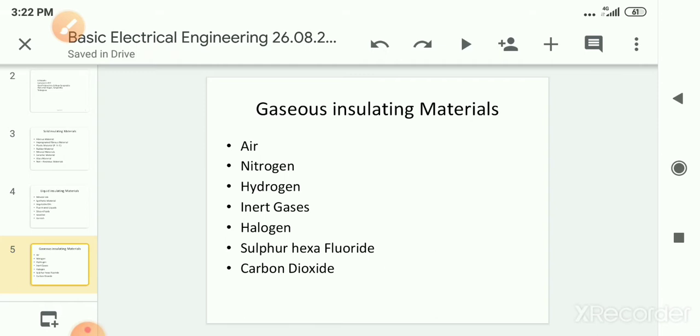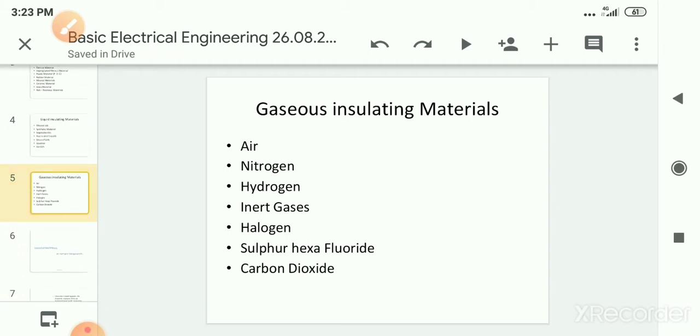In our previous video lessons, we have completed the solid state insulating materials of different types. In this video, we will learn about the gaseous insulating material.